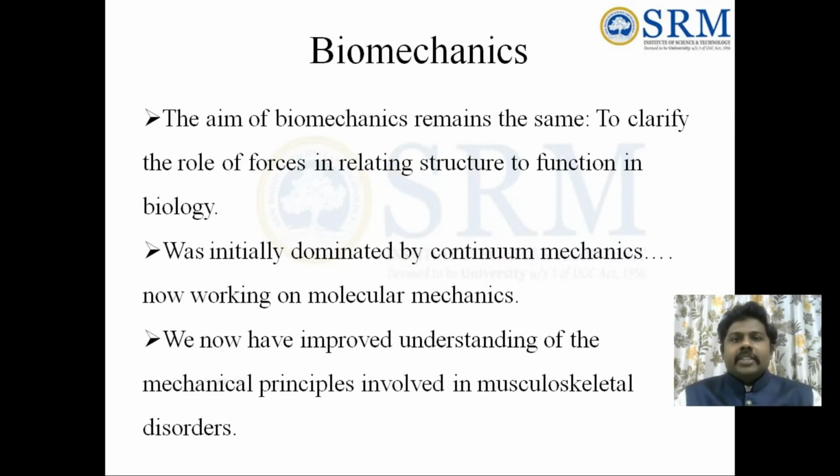Generally, biomechanics is a branch in the field of applied mechanics. Basically, biomechanics was derived from the mechanics which is used in our general field of engineering. The aim of biomechanics is to study the role and function of the forces and moments generated in the human body. Initially, it was developed from continuum mechanics. Now, it has expanded to work with molecular level mechanics also. The basic principles of engineering mechanics are being applied in the musculoskeletal system of the body.